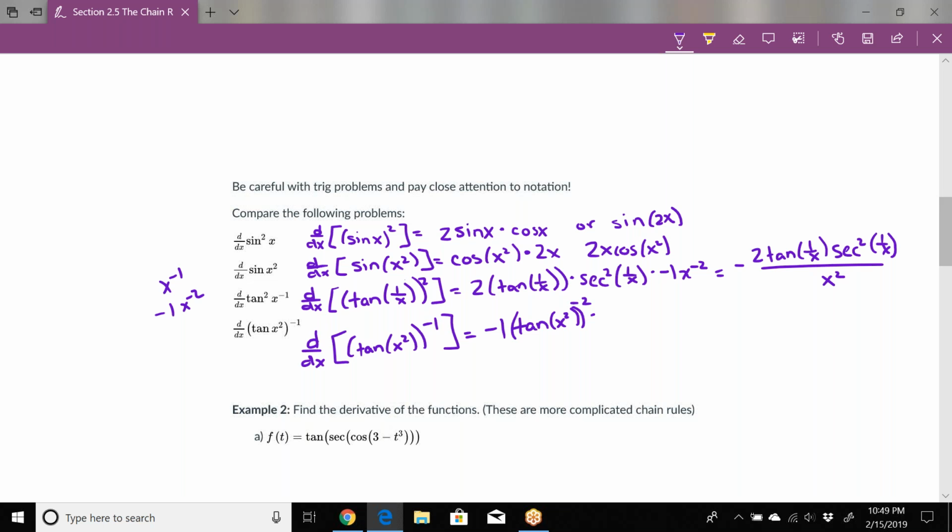The first one we encounter is tangent, so that's going to be secant squared of x squared. And then we have to take the derivative of the inside of that chain, so that's going to be 2x. So if I simplify this one down, I get a negative 2x secant squared of x squared all over a tan squared, because that negative 2 is going to turn positive when it moves to the bottom, x squared.